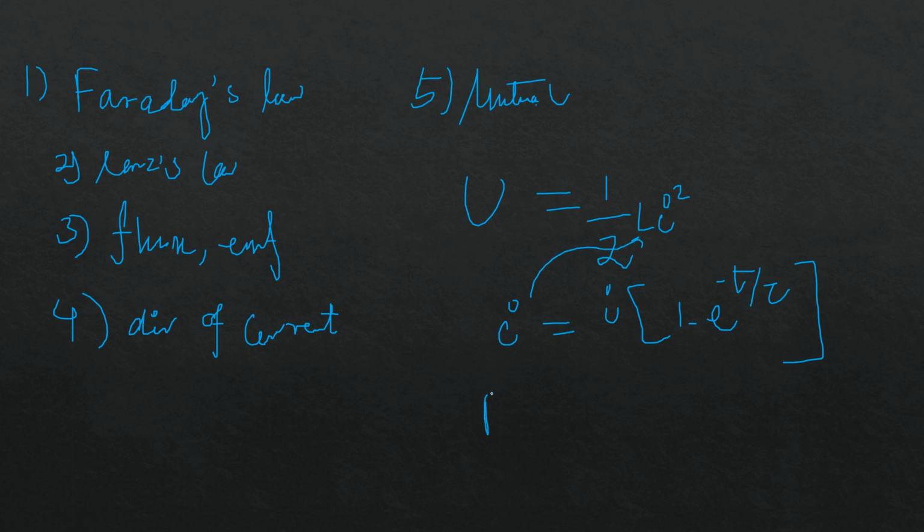For power, if the current is changing, it is dU by dt. For maximum power, what will we have to do? For maximum power, dP by dt is 0, and whatever value you get there, you just put it in P. So this type of questions can come from this chapter.